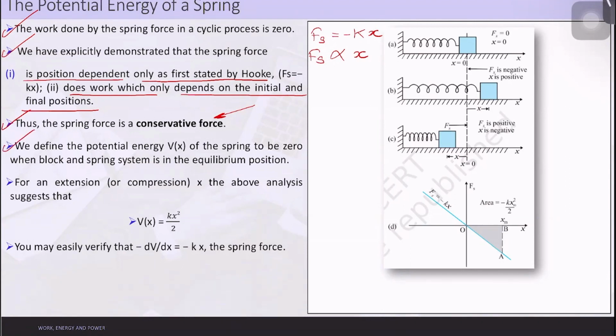We define the potential energy V(x) of the spring to be 0 when the block and the spring system is in equilibrium position. So at this position, the value of the potential energy is 0.